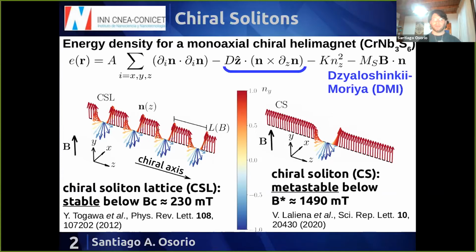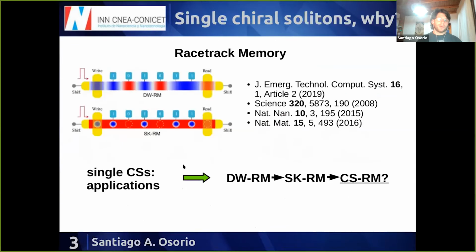So we will focus our interest on the possibility of obtaining this single chiral solitonic state in monoaxial helimagnets. And we are interested in this object because they could be used for information storage and processing. A key concept or device here is that of racetrack memory, which is essentially a one-dimensional track in which the information is represented by some magnetic state of the racetrack.